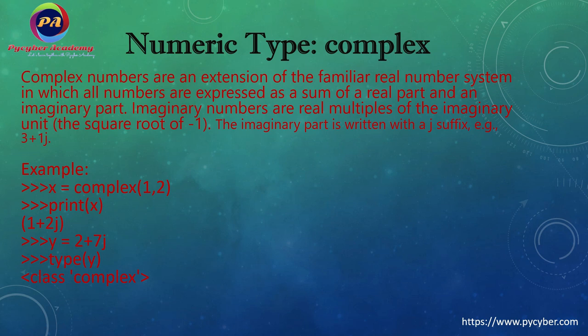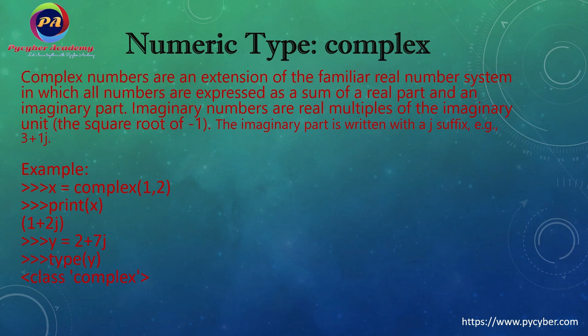Like the first one, x equals, we call the function complex and pass the real number part and the imaginary number part. So it takes two parameters when we call complex. First one is the real number and second one is the imaginary part. When we print this variable x, it will show us 1 plus 2j, where 1 is the real one and 2 is the imaginary part, and we use the j suffix to represent the imaginary part. That's why it's 1 plus 2j.